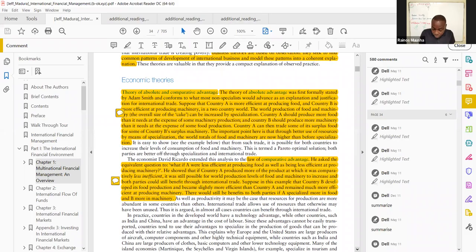So suppose that in this example, country B develops its food production and becomes slightly more efficient than country A, and remains more efficient at producing machinery. This would still be beneficial to both parties if A specialized more in food and B more in what? In machinery as well. So this is basically where you look at what? The law of comparative advantage. Is there any question regarding the law of comparative advantage?